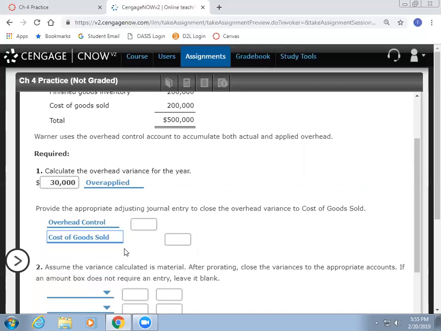The other way you can look at this is this account needs to be zeroed out. So to zero it out, if I put the 30,000 on the left and put that to cost of goods sold, this account zeroes out. We want at the end of the period our overhead control to be zero to start over. It's a temporary account. So when we over apply it, it gets debited to overhead control and credited to cost of goods sold. It's kind of like we made more money, honestly, because we overcharged our customers.